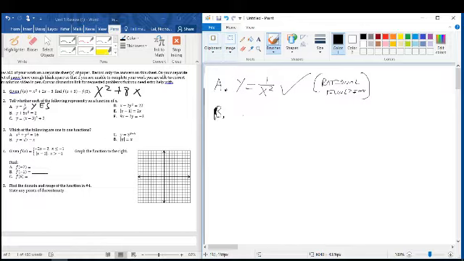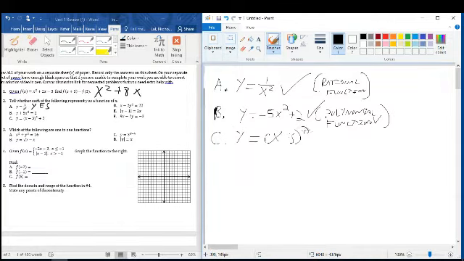For b, if y plus 5x squared is equal to 2, you can rewrite that as y is equal to negative 5x squared plus 2, which is a polynomial function. So that's going to be a yes. Then function c: y is equal to x minus 3 squared plus 2 is a quadratic function.